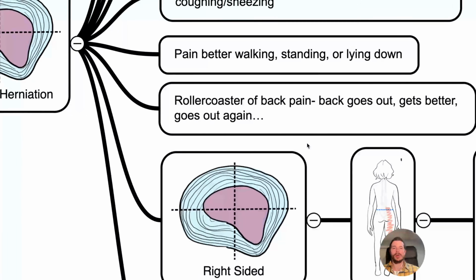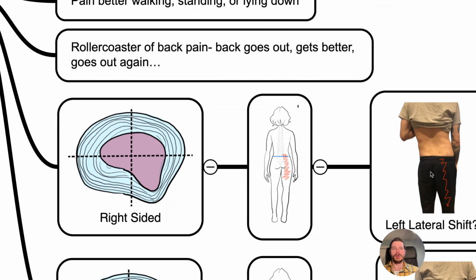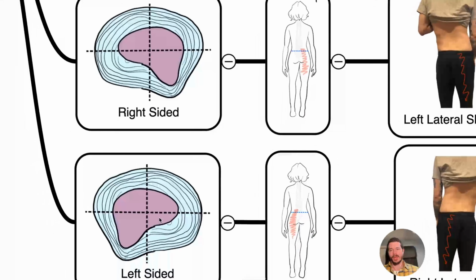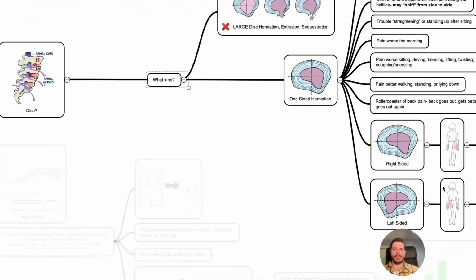And again, the roller coaster of my back went out, then it got better, then it went out. And so if you have right-sided disc protrusion or herniation, almost always you'll feel symptoms on the right side of the body. Right back, right buttock, right thigh. And if you are going to be crooked, you're generally shifted away from that into a left lateral shift. And if you have a left-sided protrusion, symptoms, left butt, left thigh, right lateral shift to get away from that herniation. All right, so that's disc.